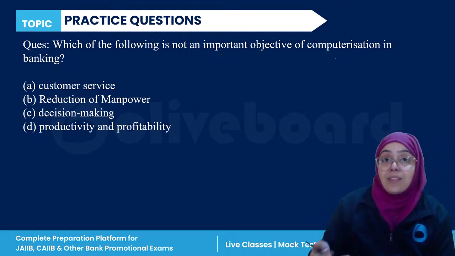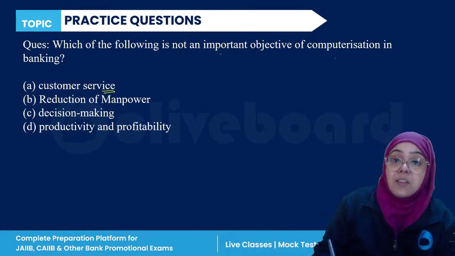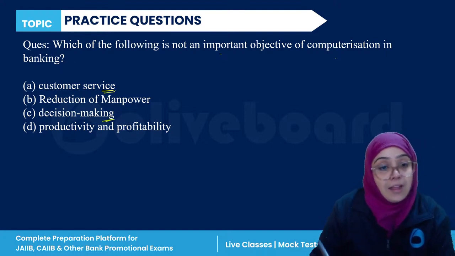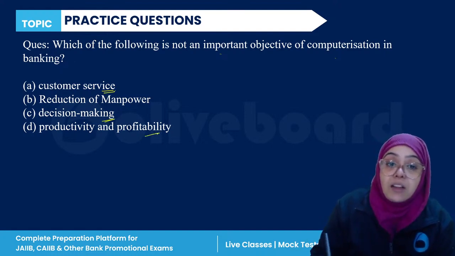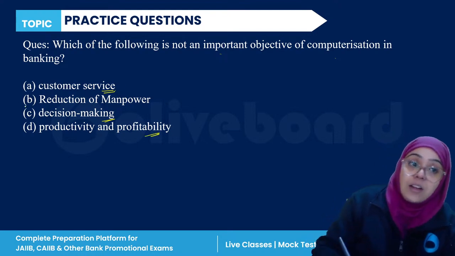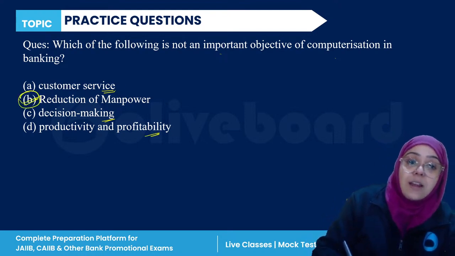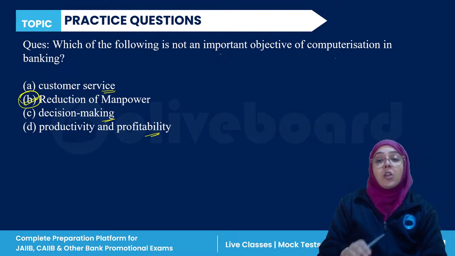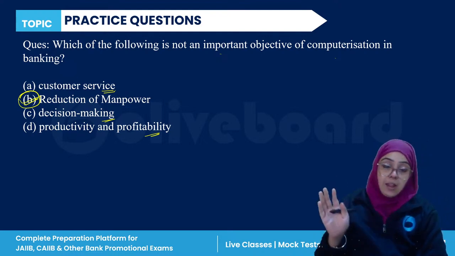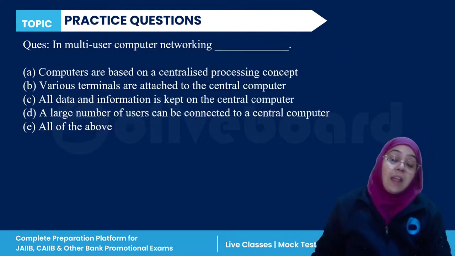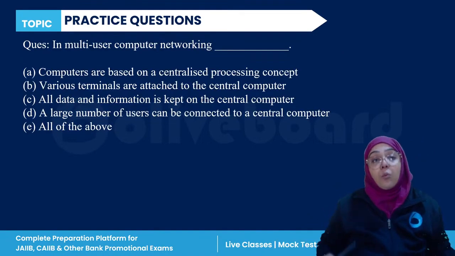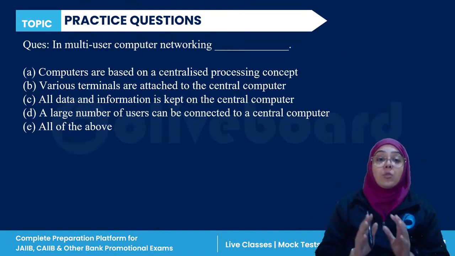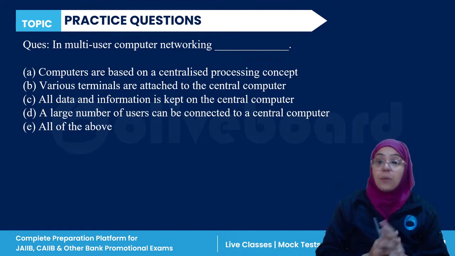See, computerization is introduced for customer service. True. It is introduced for better decision making. Yes. It is introduced for productivity and profitability. Yes. Reduction in manpower is the correct answer because this was not an objective for introducing computerization in the banking system.